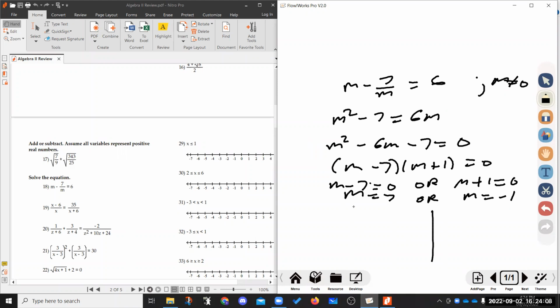You want to check your work here. Wouldn't be a bad idea. 7 minus 1, is that equal to 6? 6 is equal to 6. Negative 1 plus 7, is that equal to 6? 6 is equal to 6. So both are correct answers. Okay.